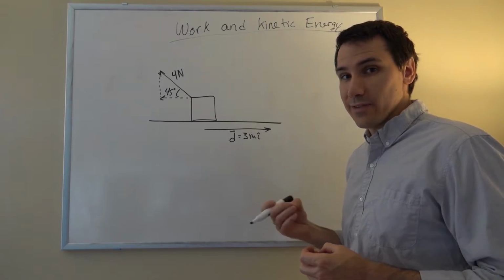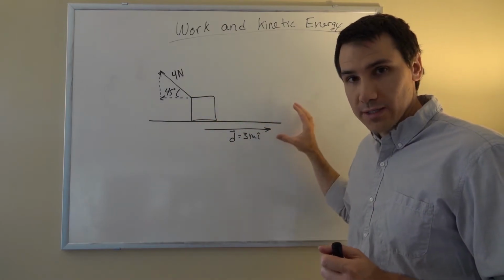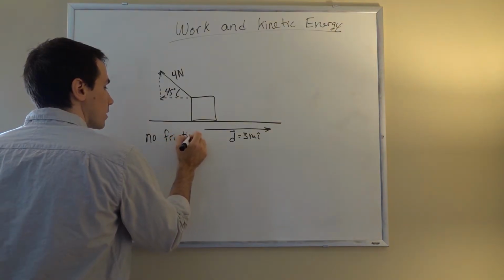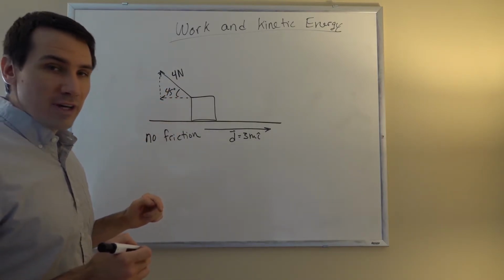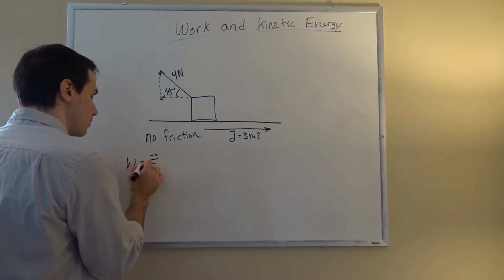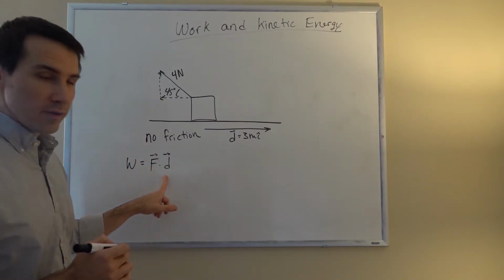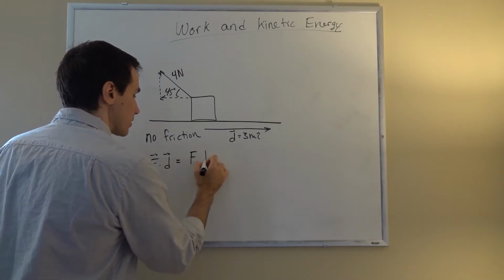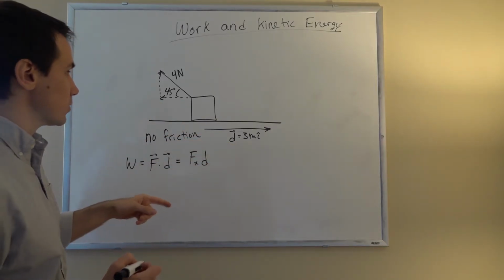Now let's do a specific example of a force with a displacement. So again, we have a box sliding across a frictionless surface. No friction. And here we have a 4 Newton force applied at a 45-degree angle. So I can write the work done by this force as force dotted with displacement, which looks like fx times d, right?